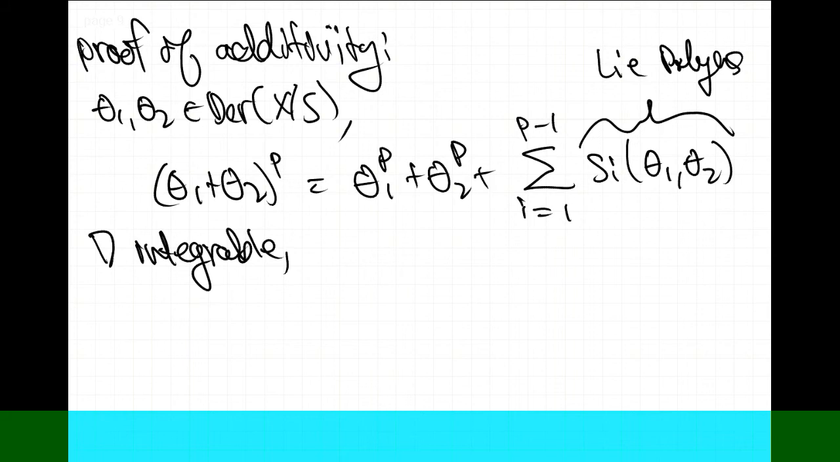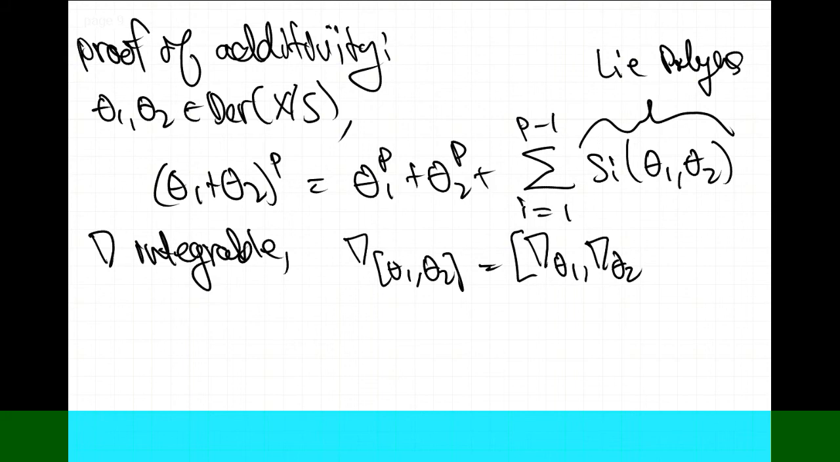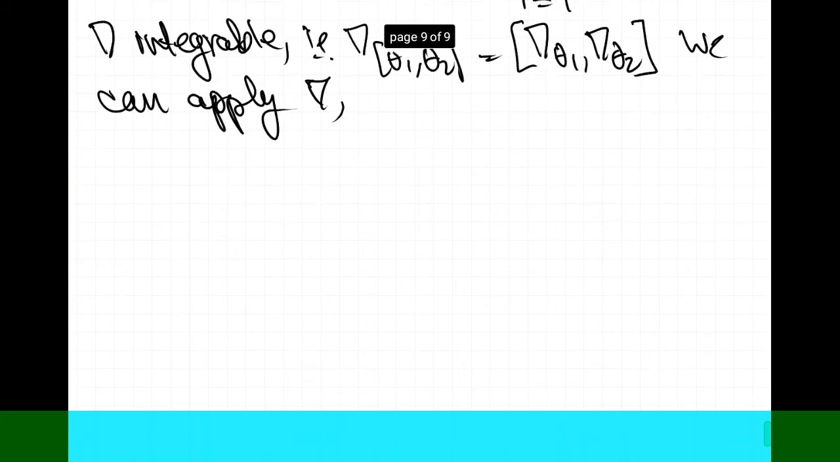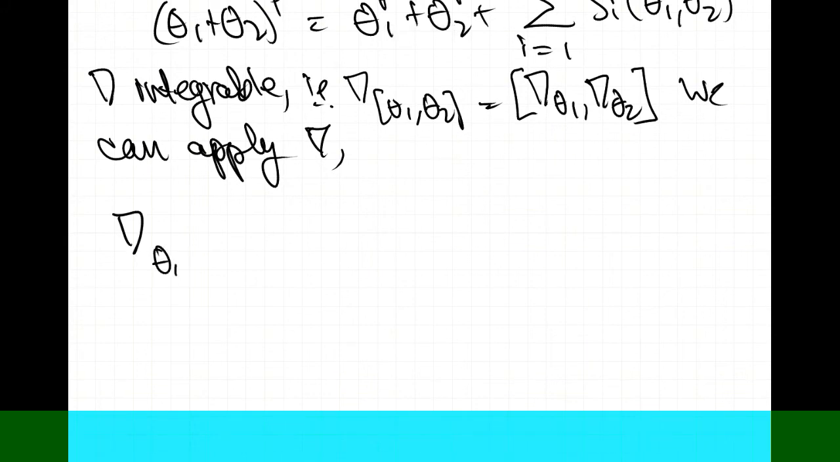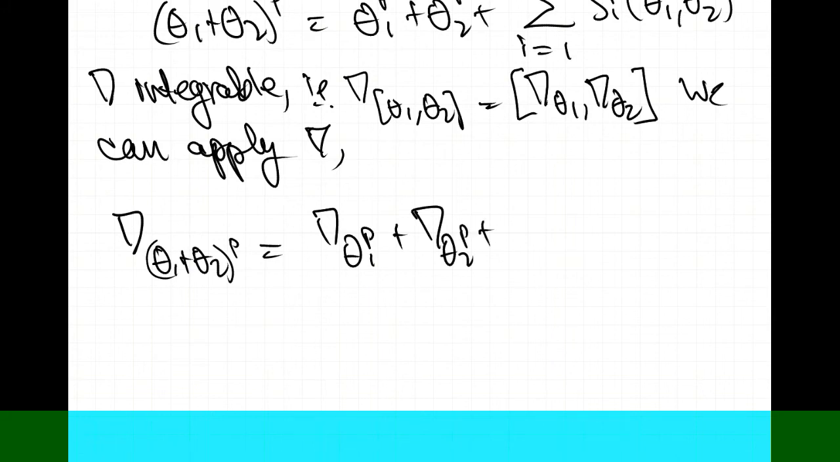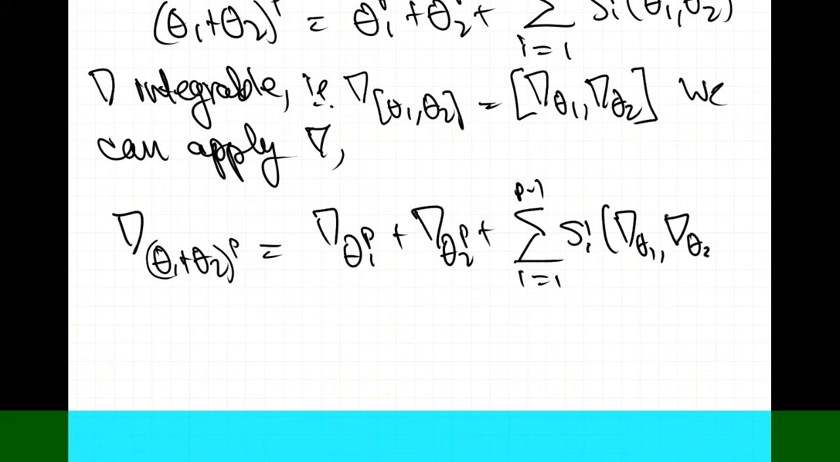i.e. that theta 1 theta 2 is equal to theta 1 theta 2, i.e. this thing, we can apply this guy, and what do we get? So when we apply this, theta 1 plus theta 2 to the p is equal to theta 1 to the p plus theta 2 to the p plus, and then here the sum for i equal to 1 up to p minus 1 of s_i, and then this uses the integrability here, that we get that this is a morphism, that the nabla is a morphism of Lie algebras.